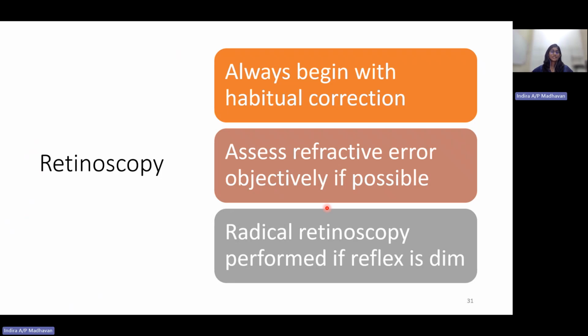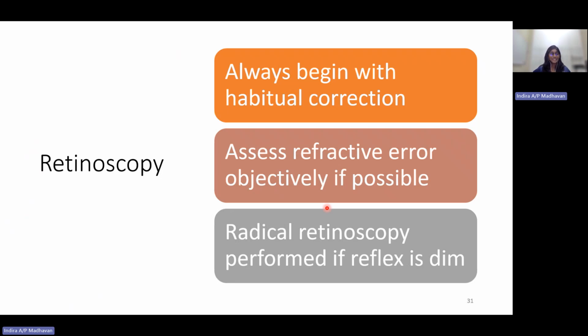When it comes to retinoscopy, first of all, always begin with the habitual correction. If the patient comes in with glasses, ask them to wear the glasses and put a Halbert clip before you start with your retinoscopy. Otherwise, if you don't have a Halbert clip, you just do a focimetry check-up with the current glasses, and then transfer that to the trial frame.